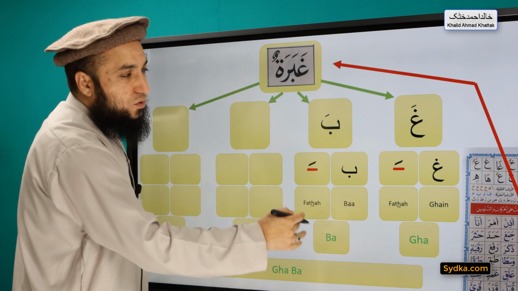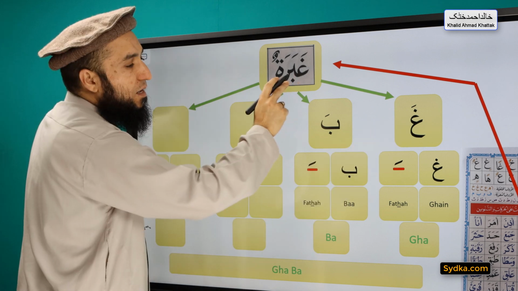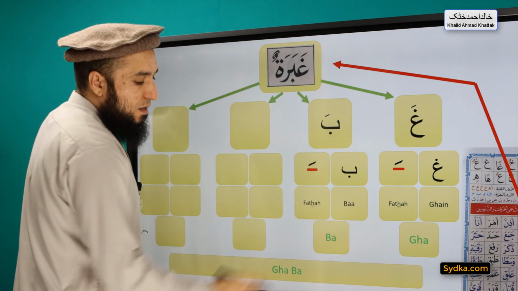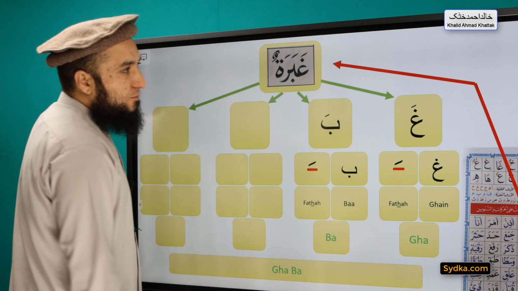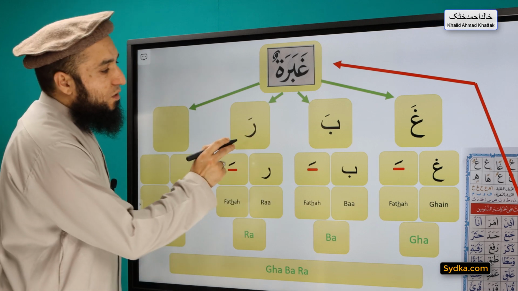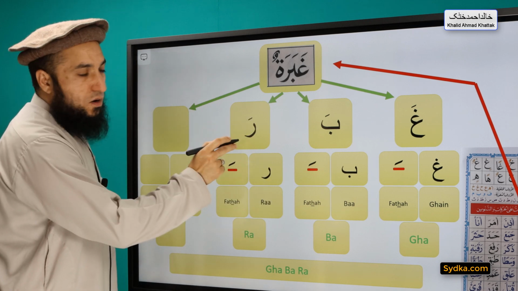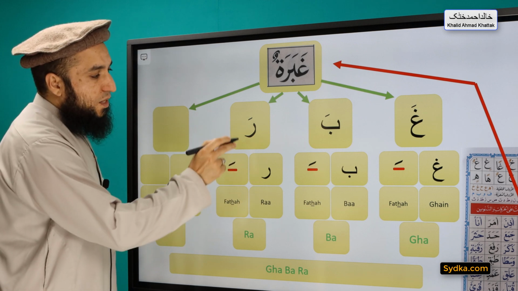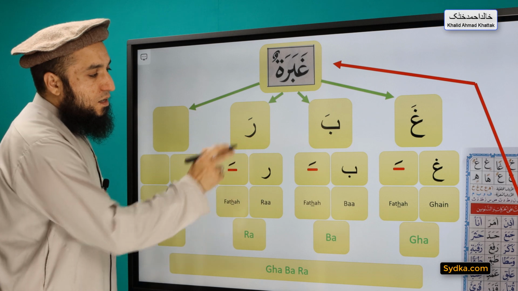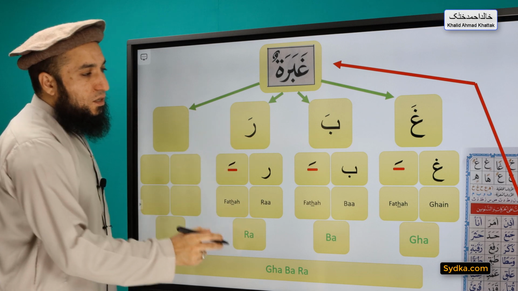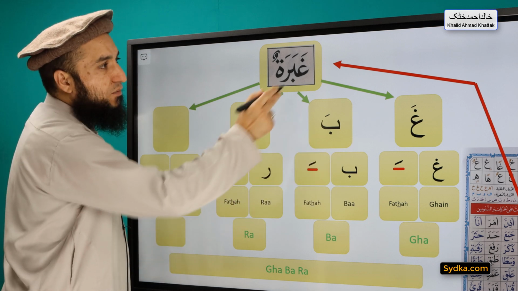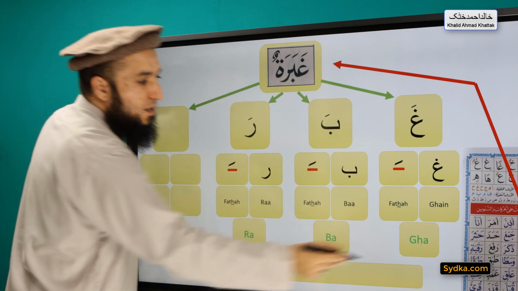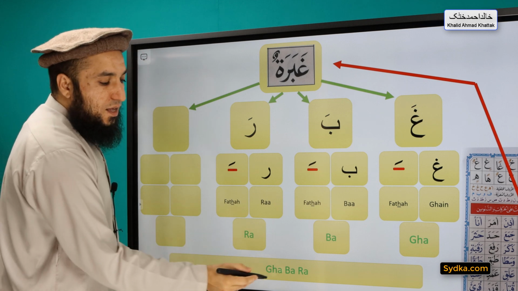So now we connect these 2 syllables. We have غبا. The third syllable we have is ra fatha ra, and ra is not silent, and we have fatha on it. Ra fatha ra. So now we're connecting these 3 syllables. We have غابا را.